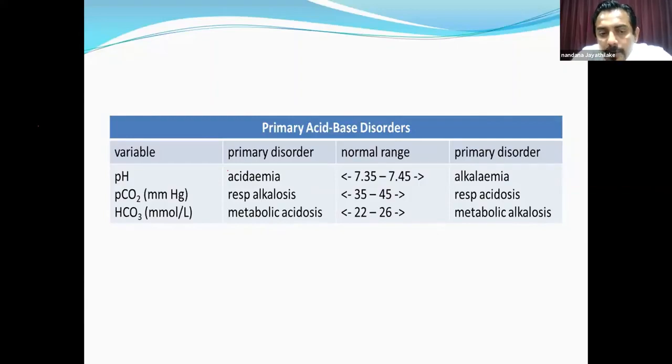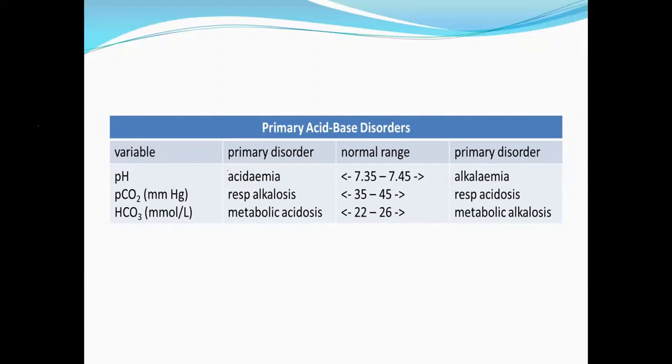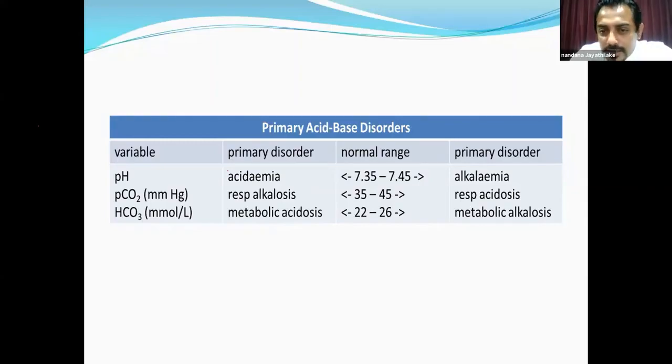And then the bicarbonate panel. If the bicarbonate is less than 22, it is a metabolic acidosis. And if it's more than 26, it is metabolic alkalosis. So this is so simple. We'll start from the basics. It's a simple thing. You can understand.